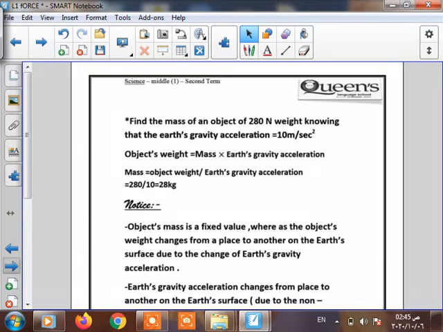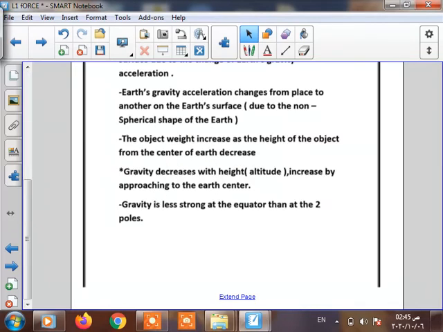Another example: find the mass of an object of 280 Newton weight, knowing that the Earth's gravity acceleration equals 10 meters per second squared. Object weight equals mass times Earth's gravity acceleration. So the mass equals object weight over Earth's gravity acceleration. So the mass will equal 280 over 10 equals 28 kilograms.